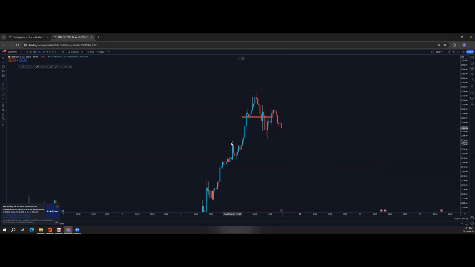Let me look it up here. This is the next zone. There's a zone in the middle there. We have zones on top of zones. See these one, three candles? There's a zone right across there.